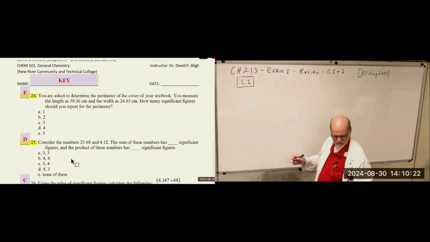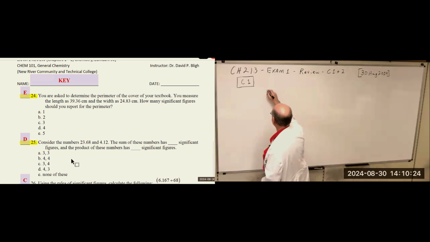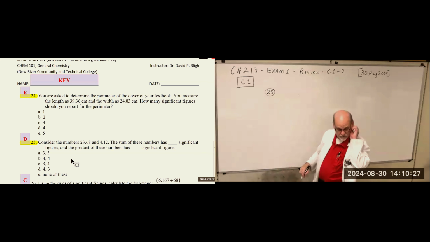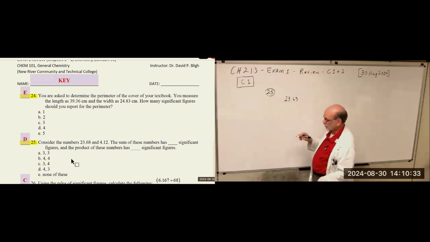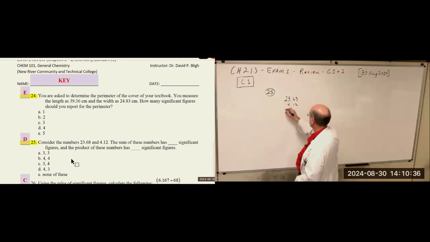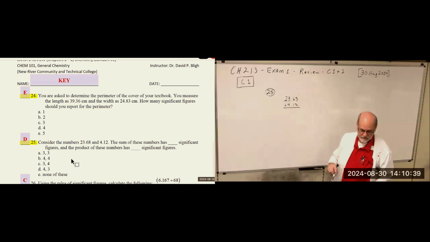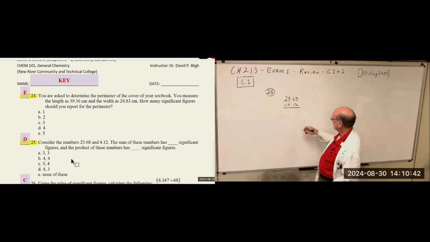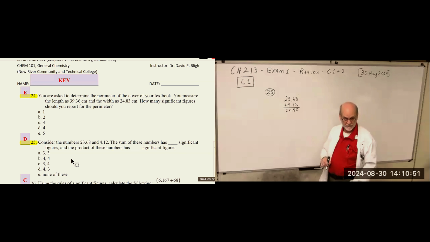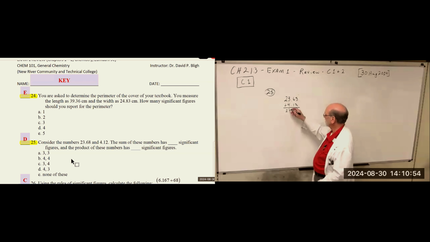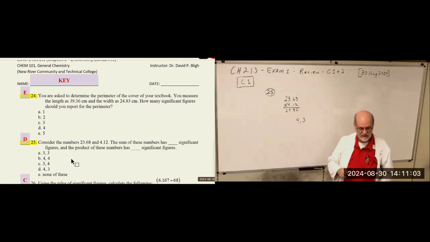25. Consider these numbers, 23.68 and 4.12. One question is the sum. How many significant figures in the sum? 4 significant figures in the sum. When we multiply them, you're only going to have 3. So you have 4 and 3 is your answer, which would be D.